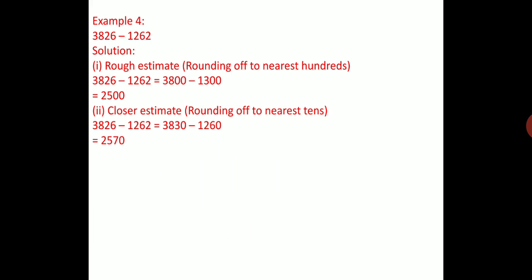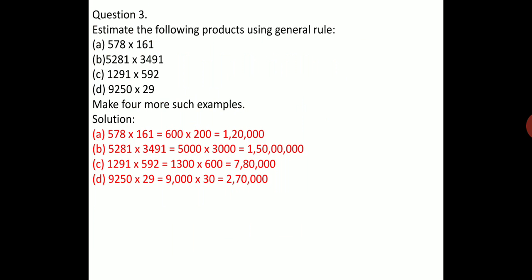Now you see here 3800, when I round up to the nearest tens. What is the nearest tens to 26? It is 30, and the nearest tens to 62 is 60. The answer comes 3830 minus 1260, the answer comes 2570. Now you see the next slide, it is given question number 3, estimate the following products using general rule.